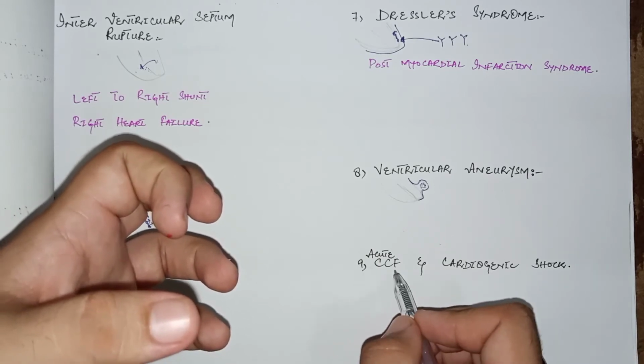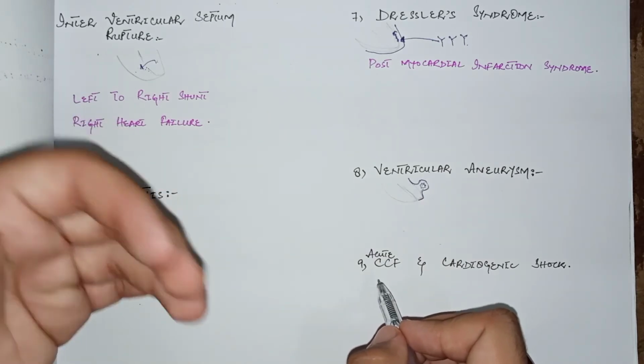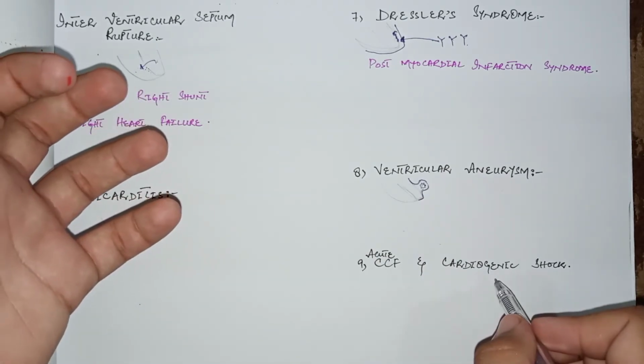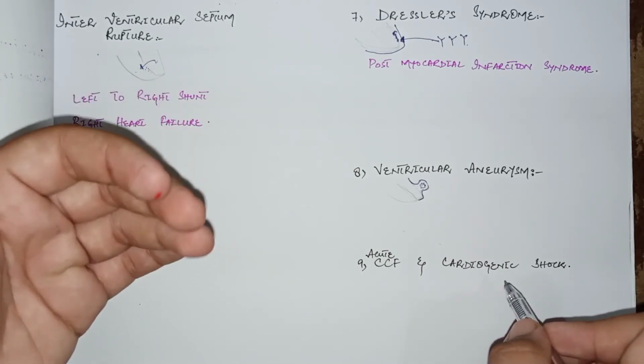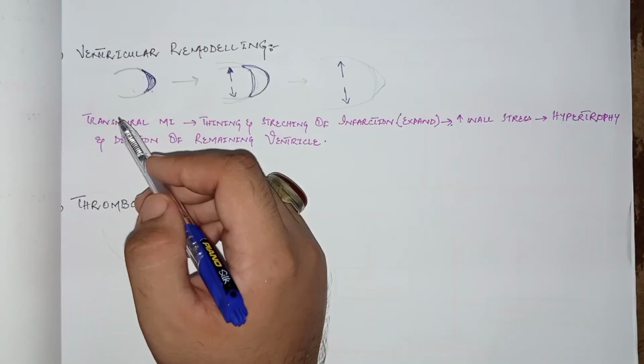The management of congestive cardiac failure, as we have discussed in the previous lectures, includes ACE inhibitors and diuretics and further beta blockers etc. And cardiogenic shock is managed with positive inotropic agents, hemodynamic stability, and some assisted devices.